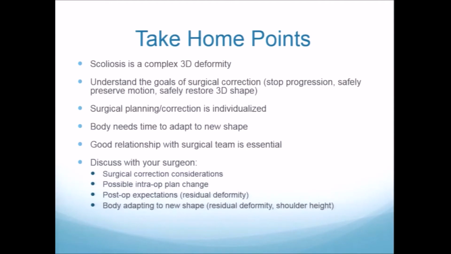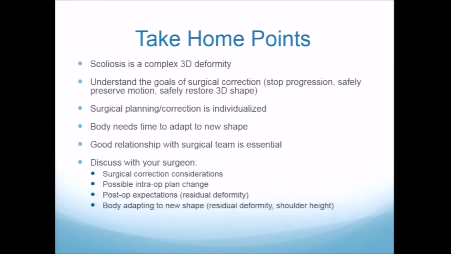So, some of the take-home points: scoliosis is a 3D deformity, and it's important to understand some of the goals of surgical correction. Surgical planning is individualized. Your body needs time to adapt even after surgery. It's imperative that you have a good relationship with your surgical team, and you need to really discuss these topics with them, which include their considerations, some of their plans that might change even during surgery, and what your expectations should be, including a residual deformity and giving your body time to adapt to its new shape. This is a conversation you should always have with your surgeon.